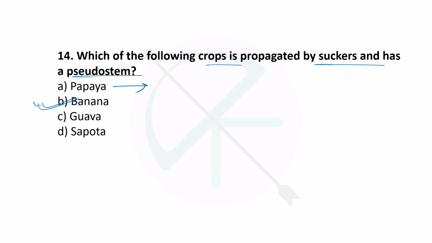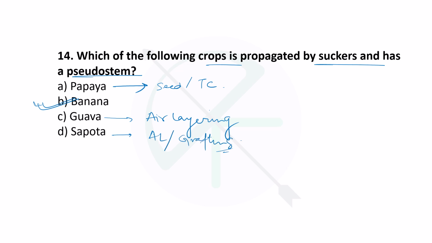How is papaya commercially propagated? It is mainly through seed and tissue culture. Air layering is done in guava as a commercial propagation method. In sapota also, air layering and grafting are done. Grafting or budding can be used. So option B is the right answer.